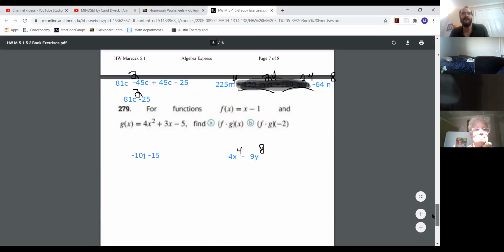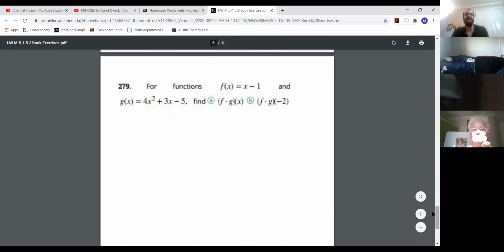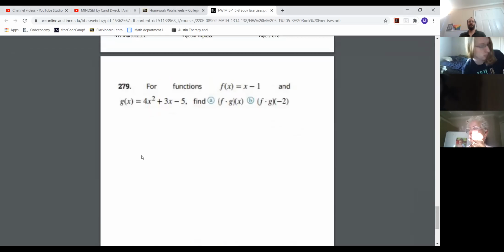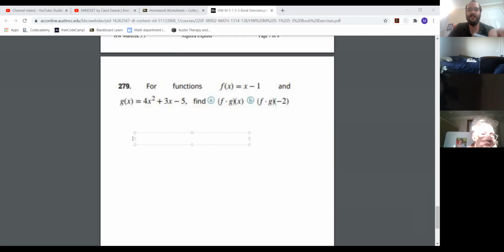We're there. Let's clear everything. F of x is x minus 1. G of x is that thing. And so now we're doing f times g of x. I hope you understand what this first notation means, right? So f of x times g of x is going to be what? My f of x, and then I'm going to multiply that by my g of x.